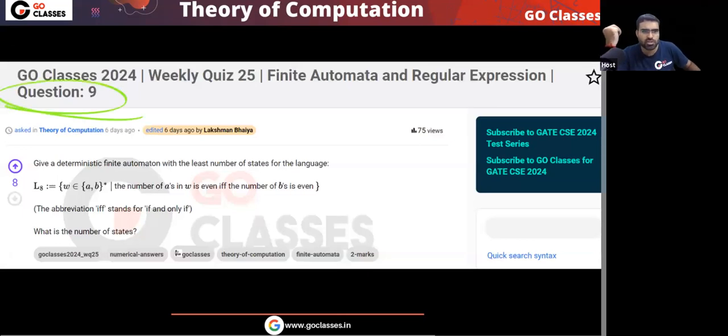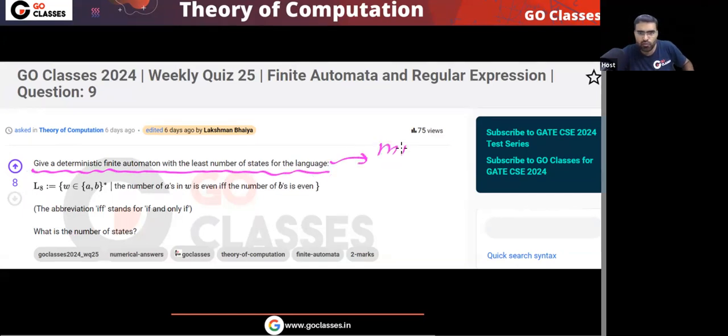Now let's solve question number 9 in this weekly quiz 25. What this question is saying: give a deterministic finite automata with the least number of states. What this means is we need to find the minimal DFA. Minimal DFA, we need to find out.